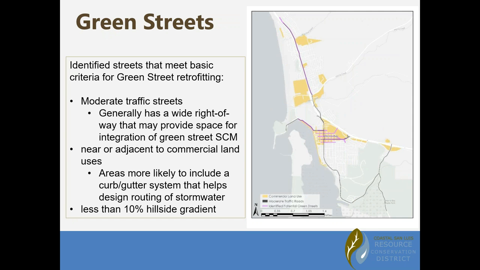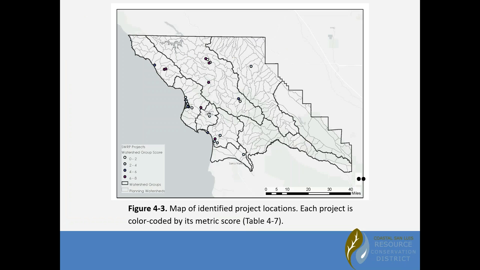And then going forward to the green street, again, these are our screening criteria: moderately trafficked streets, near adjacent commercial lands, and in locations that have less than a 10% hillside gradient. So these are potential areas. In the violet color is identified potential green streets. And so this was first done through a GIS exercise, and then we circulated it to our TAC to look at areas that they know definitely would never be a green street, or for ideas of locations that could be potential green streets in the future. So again, these maps exist throughout the county as potential green street locations.